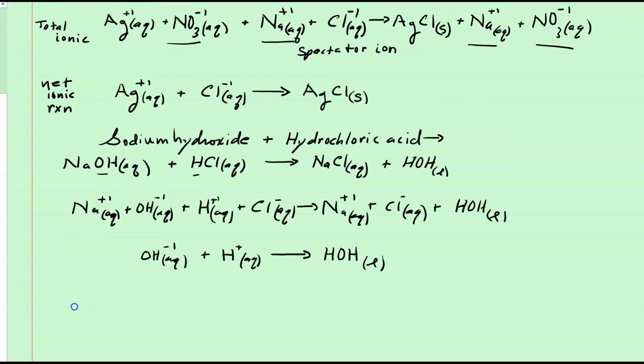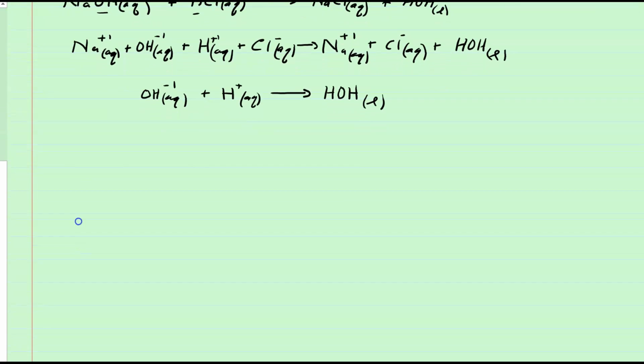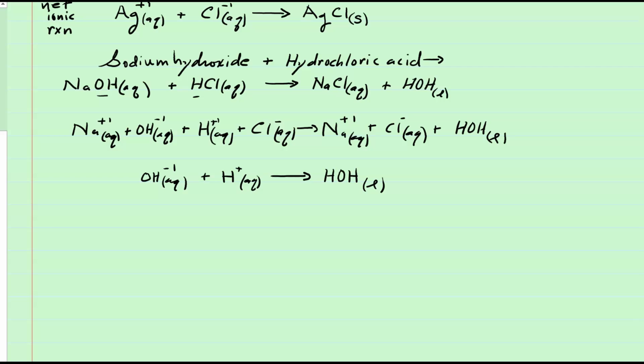Okay. Now, let's take a look at another example here. Before we go too far, I'll point out that this is the total reaction. This is the total ionic reaction. I guess this one should actually be called the molecular reaction. This is the way most books refer to it. And then, of course, we have the total ionic reaction, and then we have the net ionic reaction.